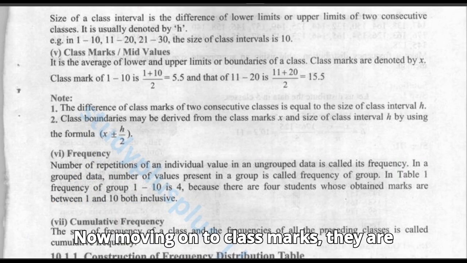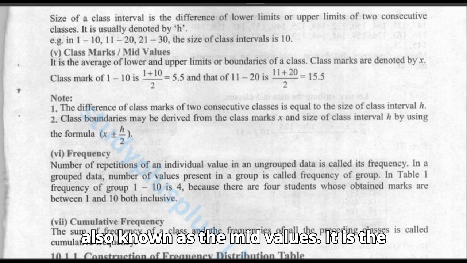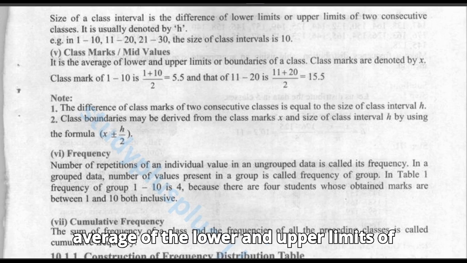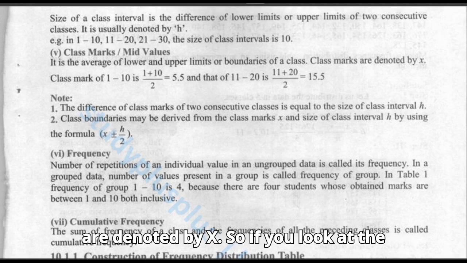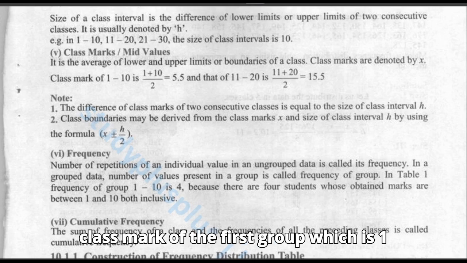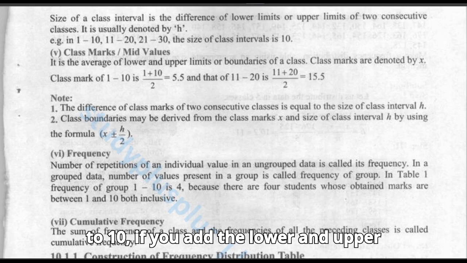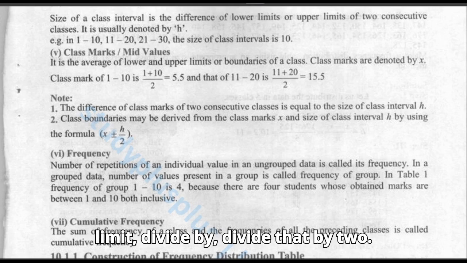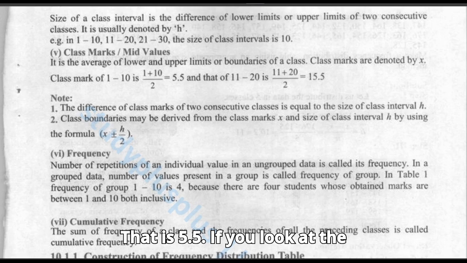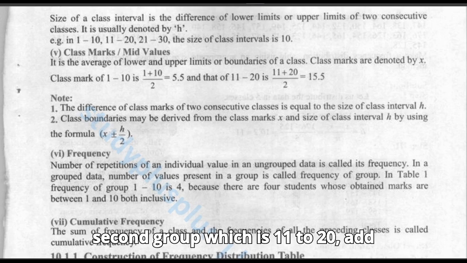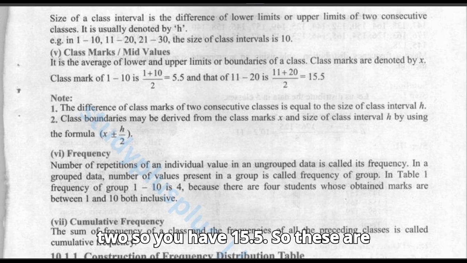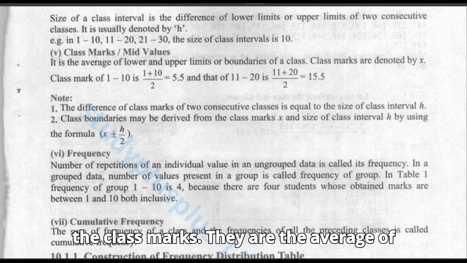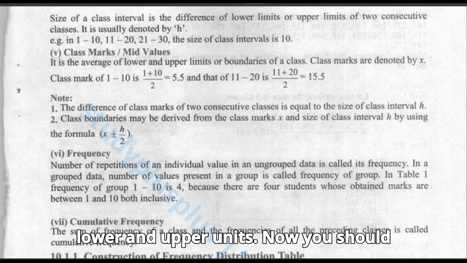Now moving on to class marks, they are also known as the mid values. It is the average of the lower and upper limits or boundaries of a class, and the class marks are denoted by x. So if you look at the class mark of the first group, which is 1 to 10, if you add the lower and upper limit and divide that by 2, that is 5.5. If you look at the second group, which is 11 to 20, add the upper and lower limit and divide that by 2, so you have 15.5. So these are the class marks. They are the average of lower and upper limits.